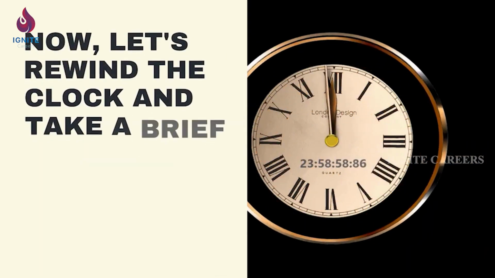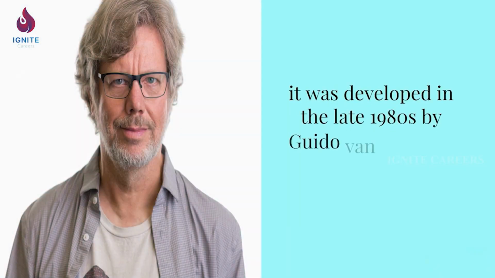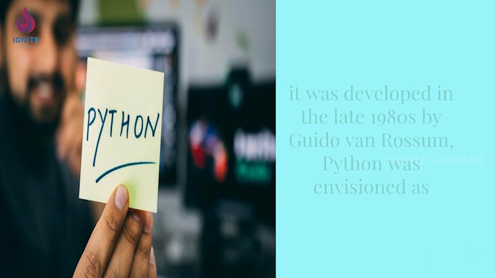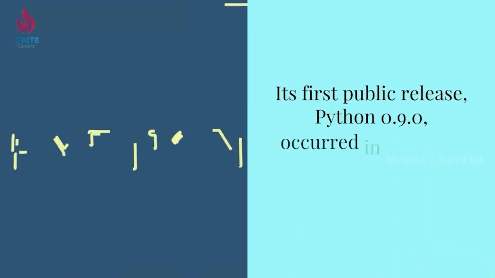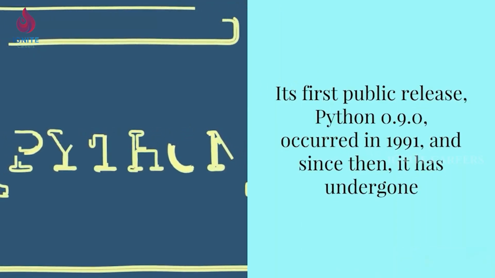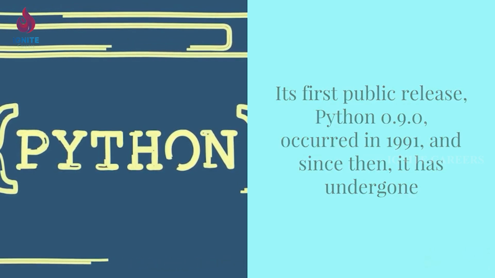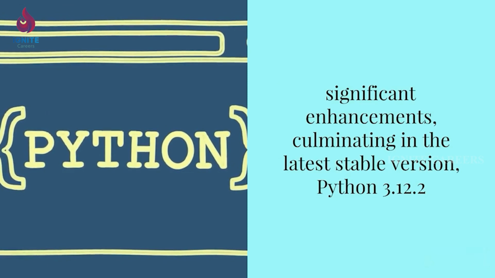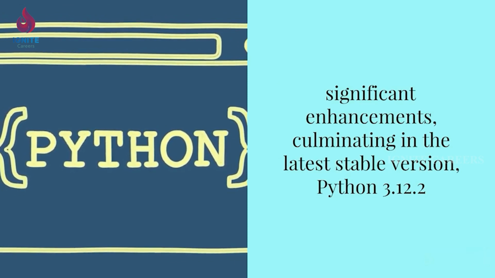Brief history of Python language. Now let's rewind the clock and take a brief stroll through Python's history. It was developed in the late 1980s by Guido van Rossum. Python was envisioned as a language that prioritized code readability and simplicity. Its first public release, Python 0.9.0, occurred in 1991, and since then it has undergone significant enhancements, and the latest stable version is Python 3.12.1.